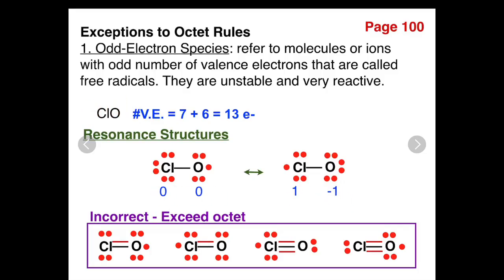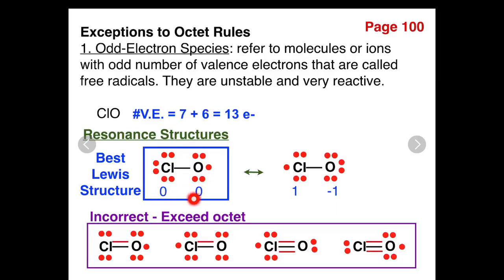But the best or most important structure would be the one where each atom within the molecule has the formal charge closest to 0, and this structure right here has the formal charge closest to 0. So this is going to be the best Lewis structure among these two. It's not necessary to have an octet here because we only have 13 electrons total. So we do not need to put extra electrons because we don't have enough. So oxygen doesn't have to meet an octet because of that. That would be the odd electron species.